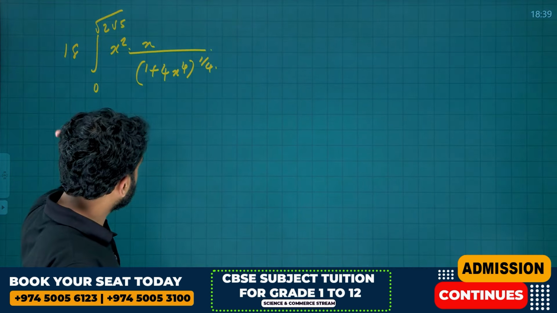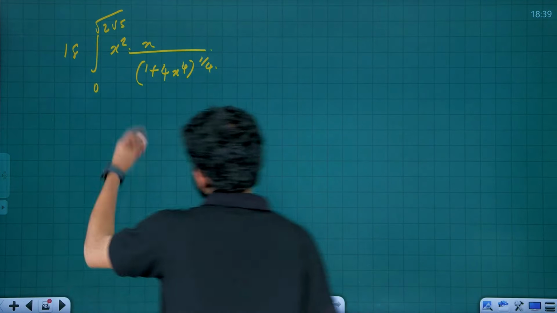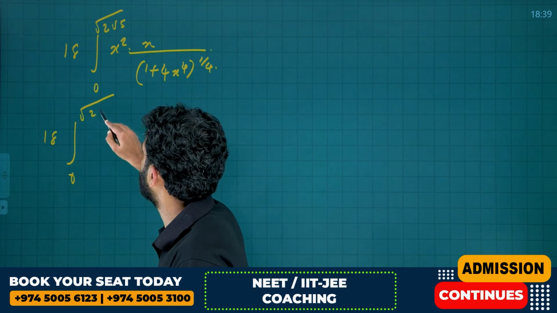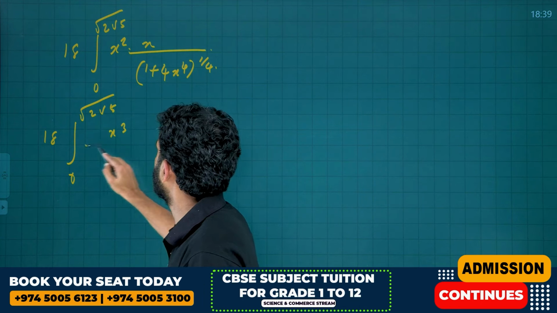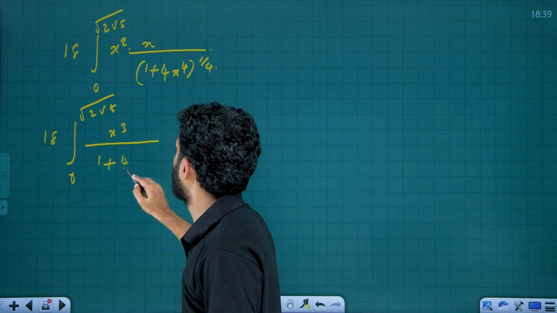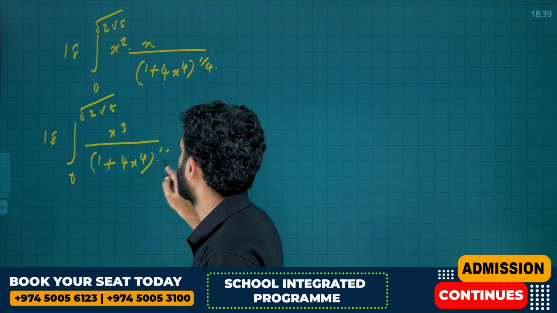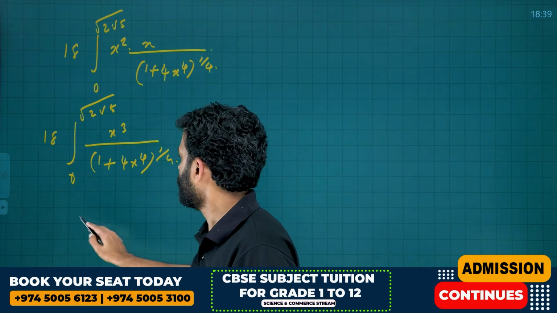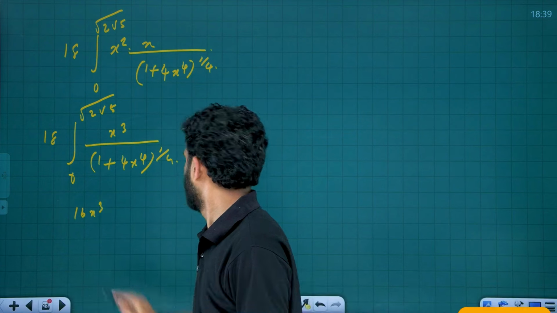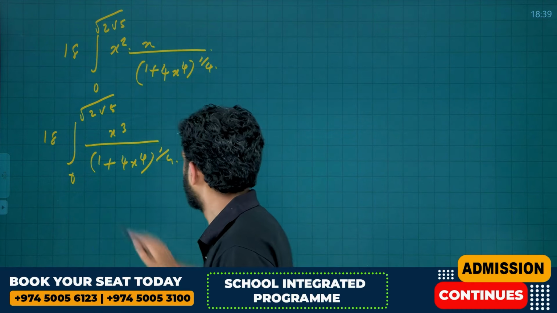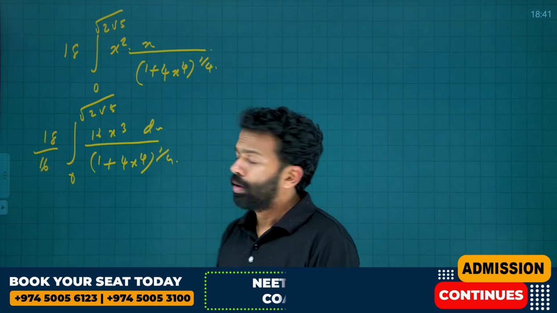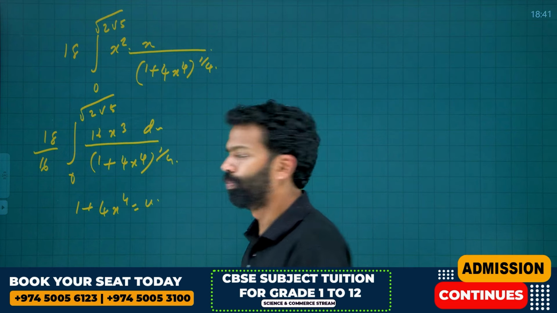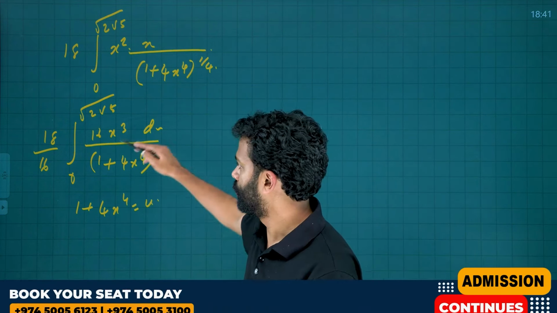Let's solve here. So, how are you going to solve this one? I think it's very easy. That is 18 times the integral from 0 to root of 2 root 5 of x cube divided by (1 plus 4x raised to 4) the whole raised to 1 by 4. Okay, easy one. We can multiply here and here with 16 before that. Let's put 1 plus 4x raised to 4 equal to u. If you differentiate, you will directly get the numerator here.